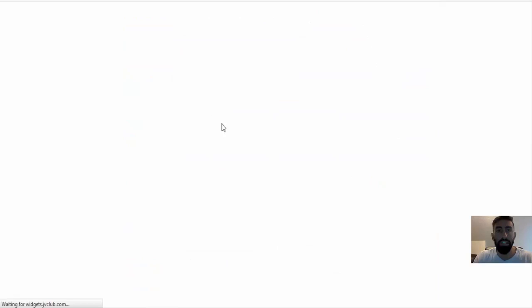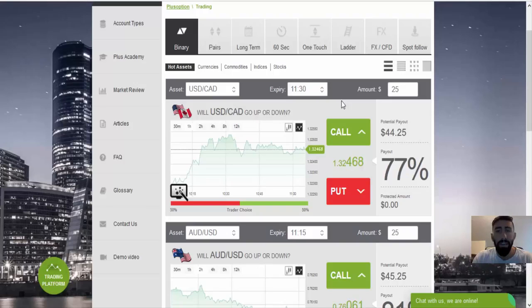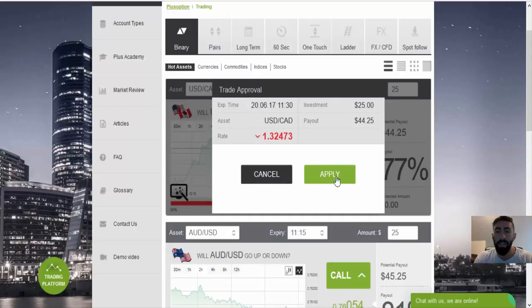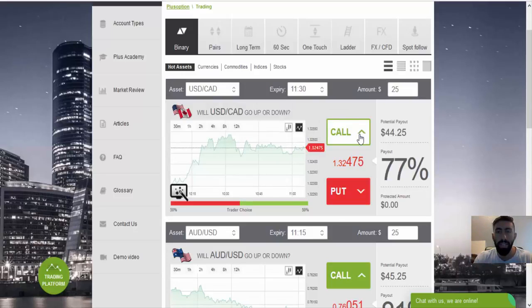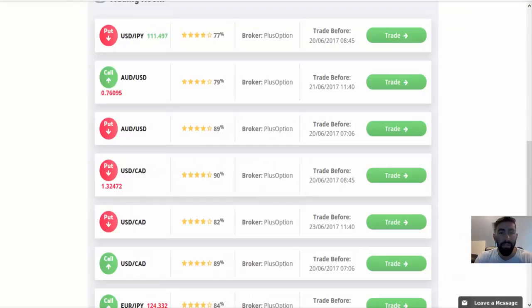So let's click the trade button. Okay, now in this case, the USD CAD will be expiring at 11:30 GMT, so this will be about a 30-minute trade. And TNT Trading Software is suggesting that we place a put trade, so let's confirm that put position and we apply it and approve. Perfect. All right, let's see what else we have.